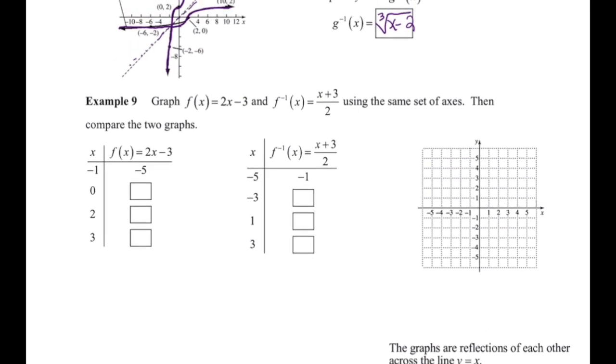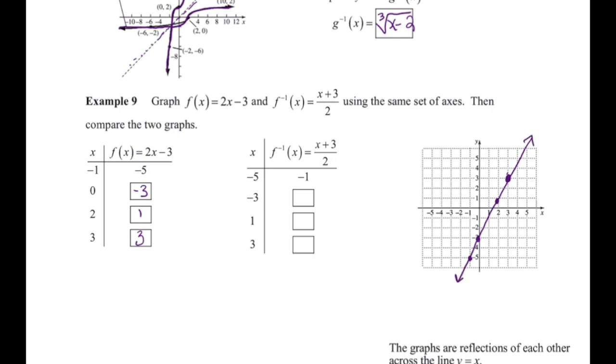I have the function 2x minus 3 and the supposed inverse, x plus 3 over 2, using the same set of axes, and then compare the two graphs. So I just have some set of ordered pairs. My ordered pairs, when I substitute in -1, 0, 2, and 3, end up with -5, -3, 1, and 3 respectively. So when I graph these points, -1, -5, looks something like this.